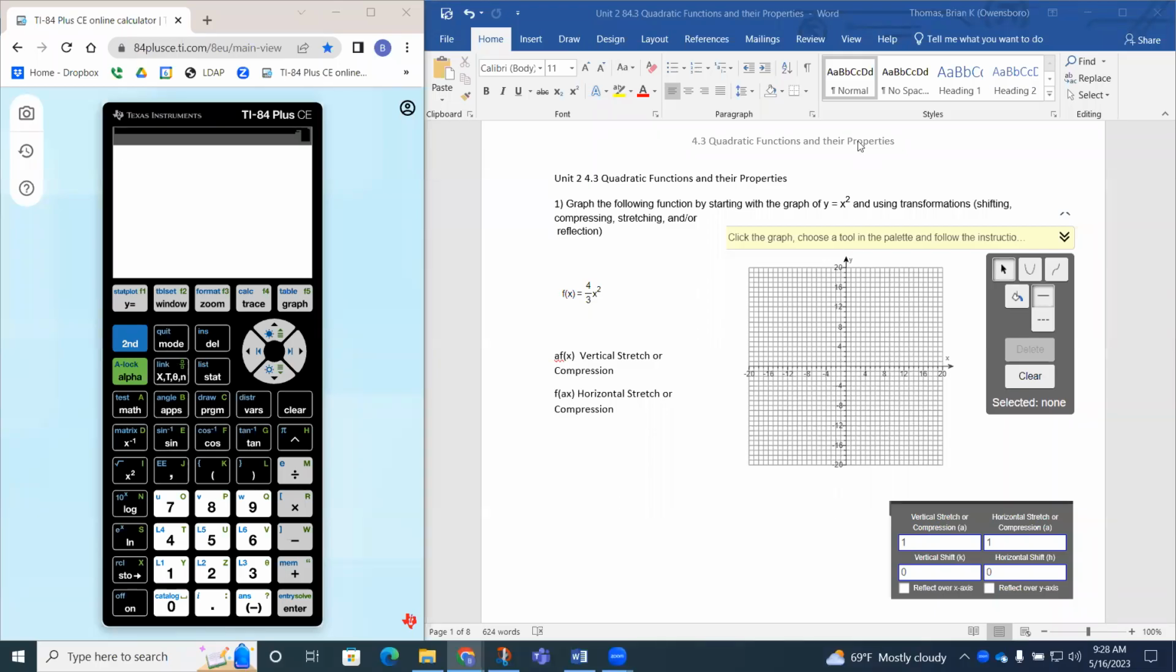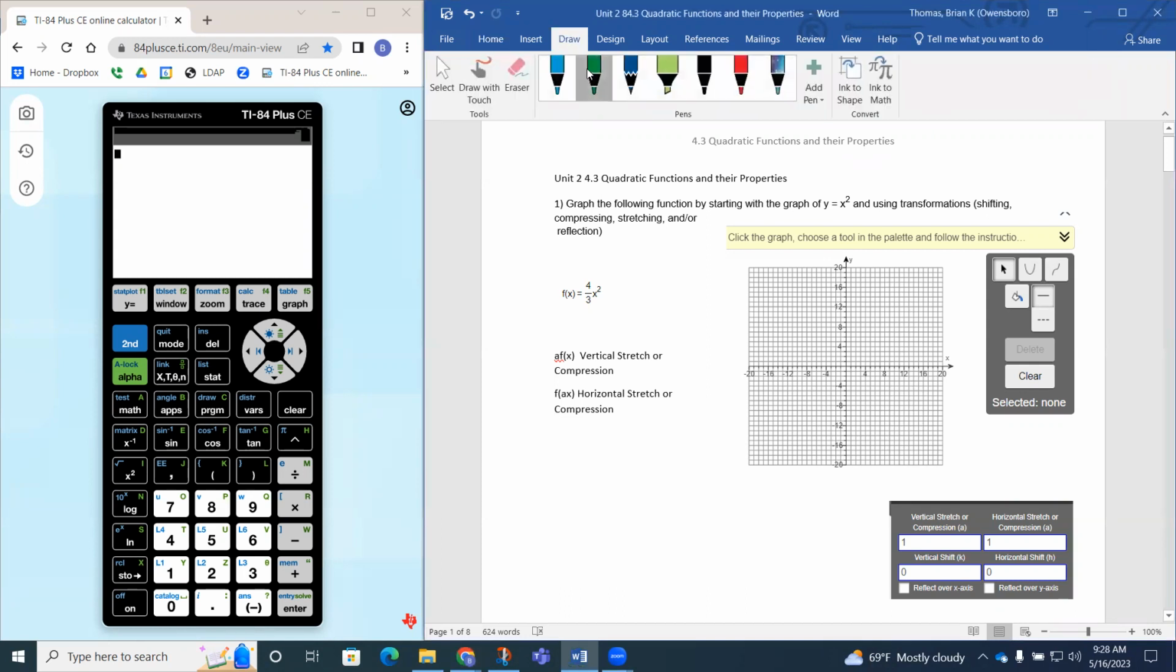So looking at quadratic functions and their properties, let's look at this question one. Graph the following function by starting with the graph of y equals x squared and then use transformations, shifting, compressing, stretching, and/or reflections. Click the graph. So let me back up here and look at the actual function that we're dealing with. So notice that we want to graph f of x equals 4/3 x cubed.